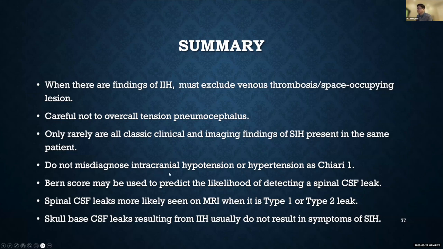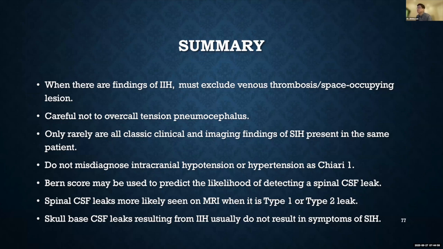And don't misdiagnose intracranial hypotension or hypertension as Chiari 1, because all three of these have low-lying cerebellar tonsils, right? Chiari 1 doesn't have the brain sagging. The Bern score can be used to predict the likelihood of finding a CSF leak in the spine. And spinal CSF leaks are more likely to be seen with type 1 and type 2 leaks. And lastly, skull-base CSF leaks from hypertension usually don't result in symptoms of SIH.